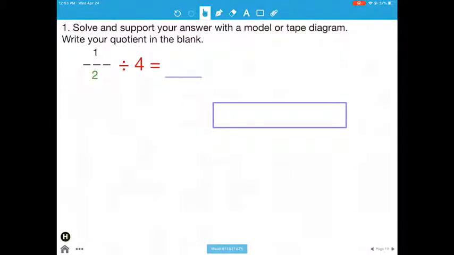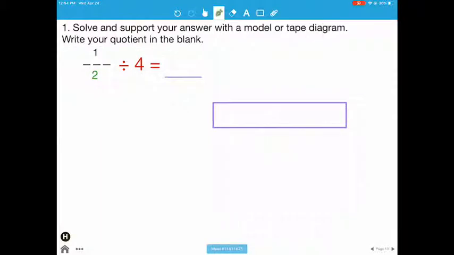All right, so let's get started. We'll go ahead and solve and support your answer with the model or tape diagram. Write your quotient in the blank. All right, so we're dividing a unit fraction by a whole number. So we're going to take our unit fraction and we see that it's a half.